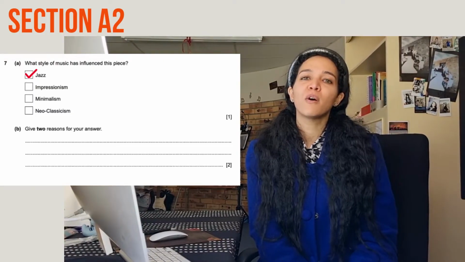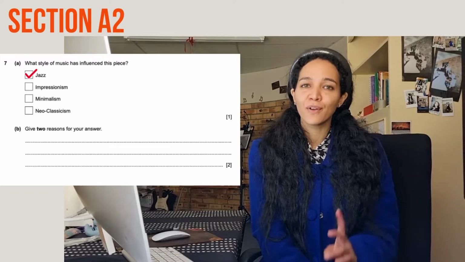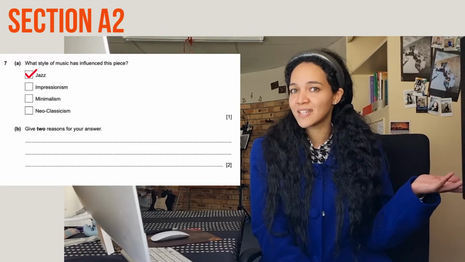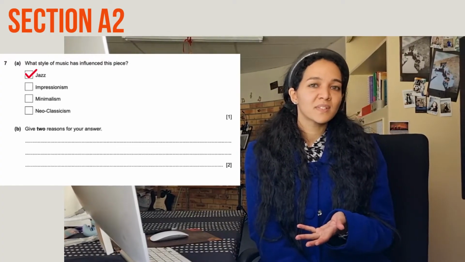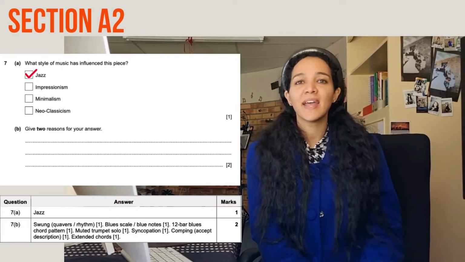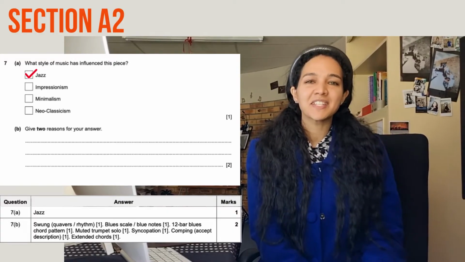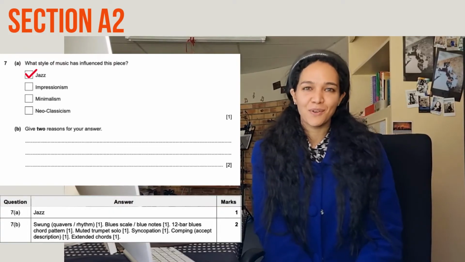There's also that 12-bar blues chord pattern. We definitely have a muted trumpet solo going on there, and muted trumpet is very much a jazz-like characteristic. We have our swung quavers, our swung rhythms, and we definitely have extended chords, so not just triads and not just sevenths, but we also have some ninths, and we expect some 11ths and 13ths also from jazz. So any of those two will give you your marks there.